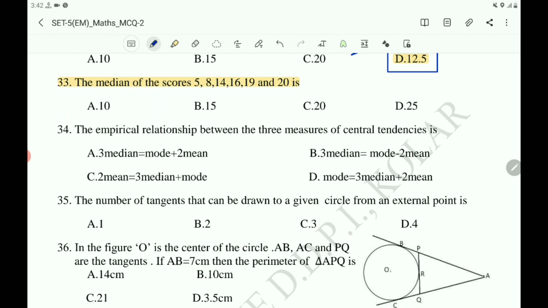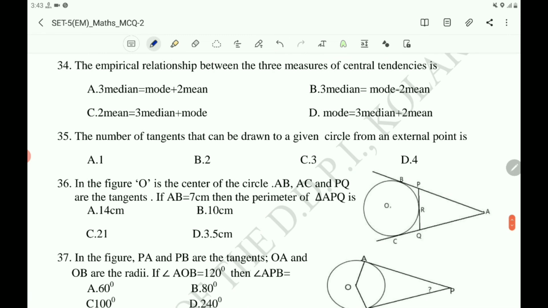Which are the 2 middle scores? In the middle you will get 14 and 16. You take the average of those 2, add them and divide that sum by 2. 14 plus 16 equals 30. Divide by 2, that equals 15. Then what is the answer? Option B, 15, not 30. The option B, 15 is the correct answer.